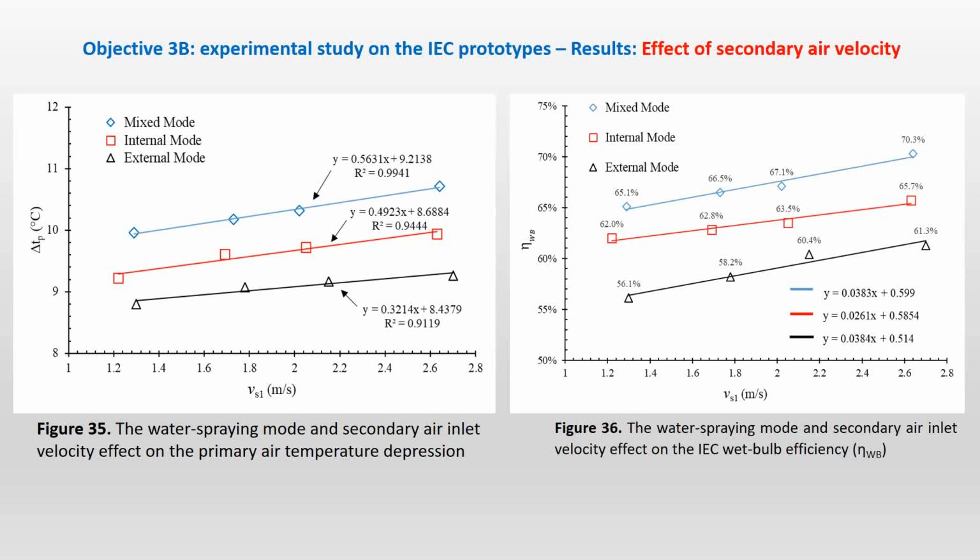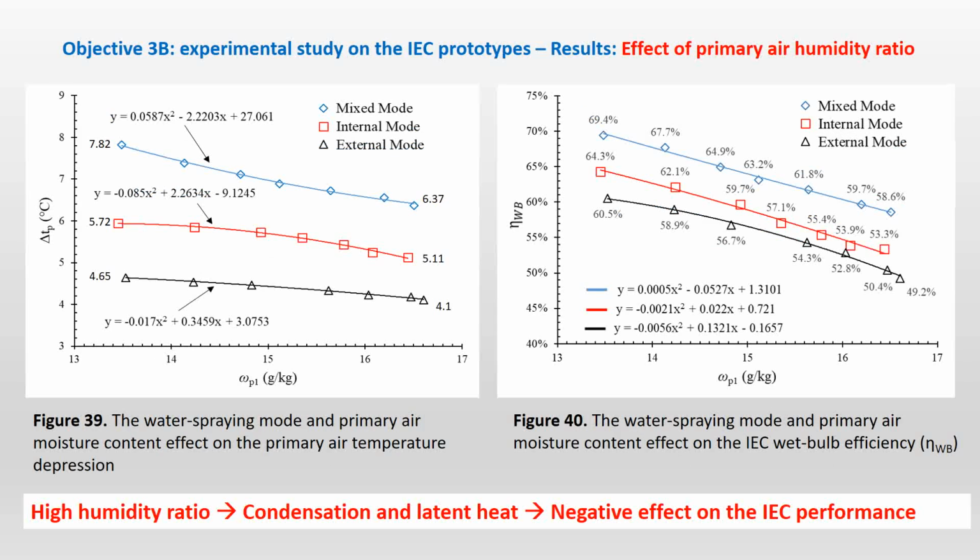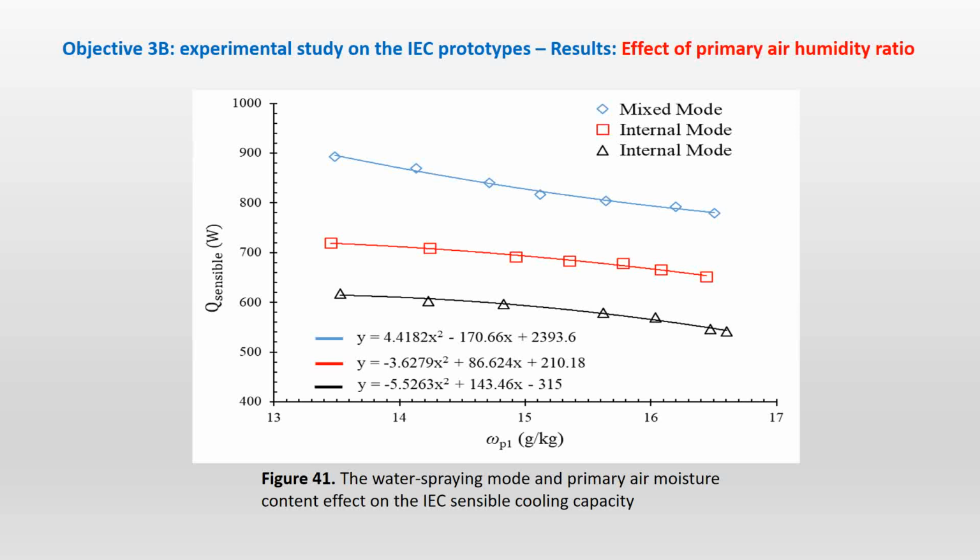Now, the effects of the moisture air content. And this is a very sensitive point, especially in Australia and the tropical countries. Usually, when you have higher humidity, the advantage of the IEC unit is going to be lower. What's happening is that because we have a high humidity ratio in the primary air, the condensation and latent heat appear, and this causes a negative effect on the IEC performance. And this is for the cooling effect. Once again, it is going down because some of the heat transfer has been changed into latent heat.